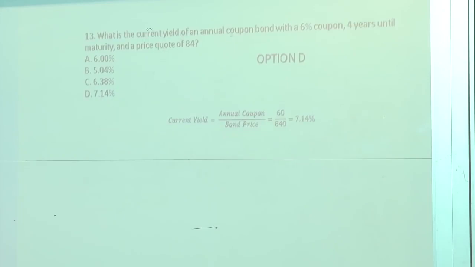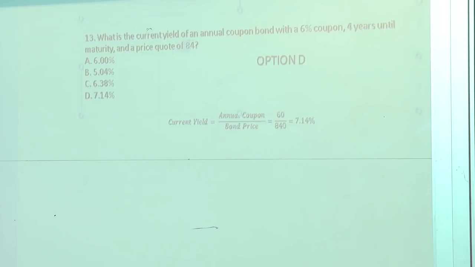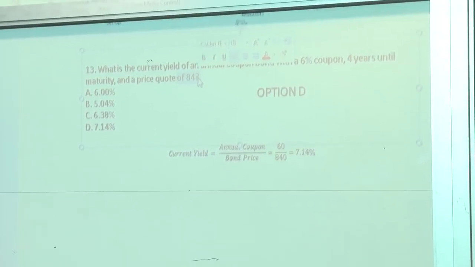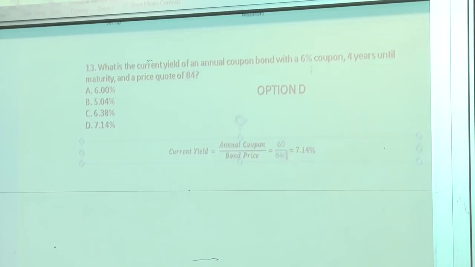What is the current yield of an annual coupon bond with a 6% coupon, 4 years until maturity, and the price quote of 84? Price quote of that means the price of the bond is now 84% of its face value. So it's $840. It's selling at $840 right now. So 6% coupon, so annual coupon 60 divided by the price. That's the current yield.